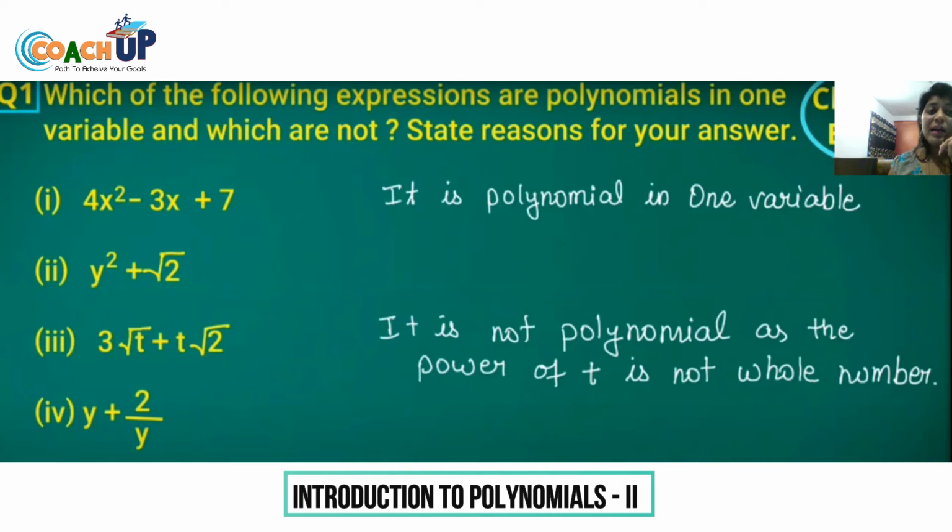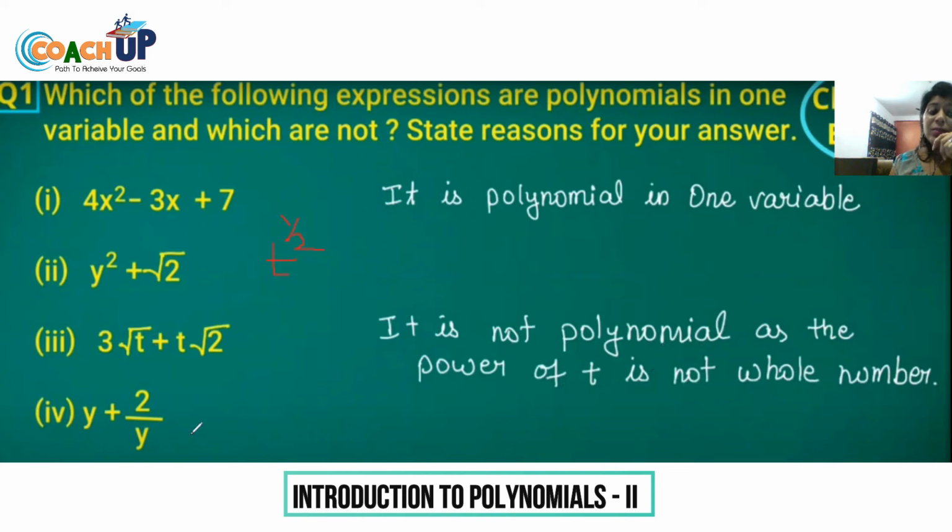That means that we have t as root t. So I can write root t as t raised to the power half, which makes the power fractional. That is why with the root, the power becomes fractional. If it is a cube root, then also it is t raised to 1 by 3, which is not possible, which is not a polynomial. As the power of t is not a whole number, it cannot be a polynomial.